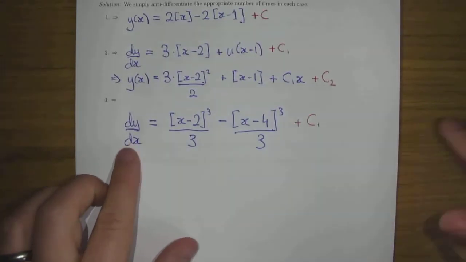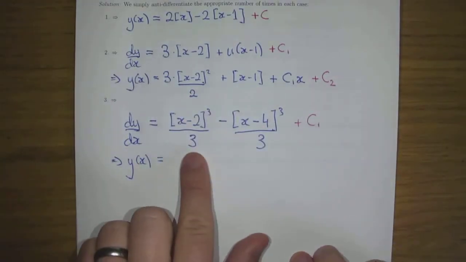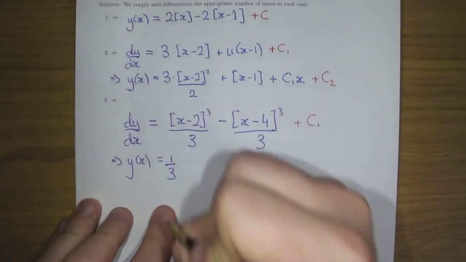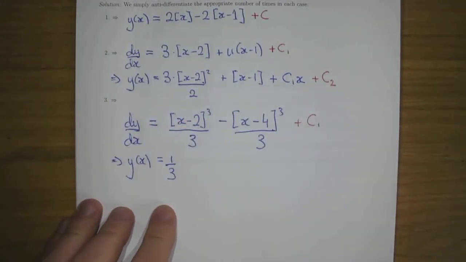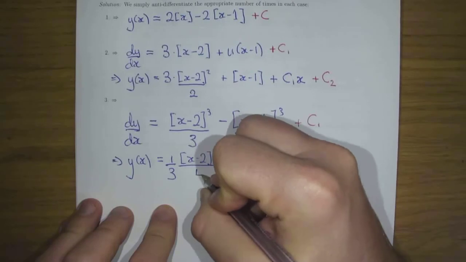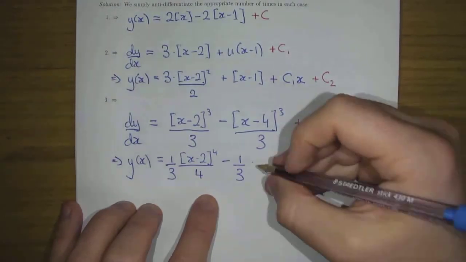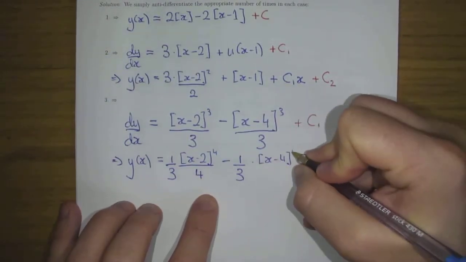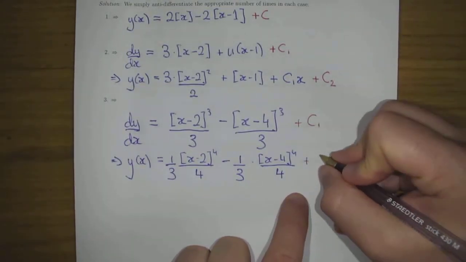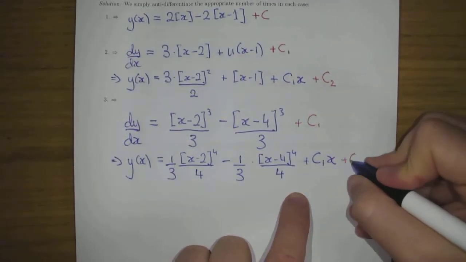From the first derivative, anti-differentiate, we get y of x. Now what I'm going to do here is, this is divided by 3. Dividing by 3 is finding a third. I'm going to fix the constant 1/3. And the antiderivative of (x minus 2) to the power 3 is add 1 to the power, divide by the new power. Same story here, fix the 1/3, add 1 to the power, divide by the new power. And as before, the antiderivative of c1 is c1x. And as before, we've anti-differentiated a second time, so we need a c2.